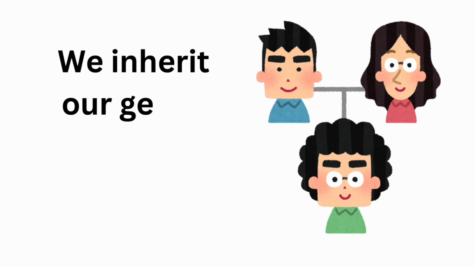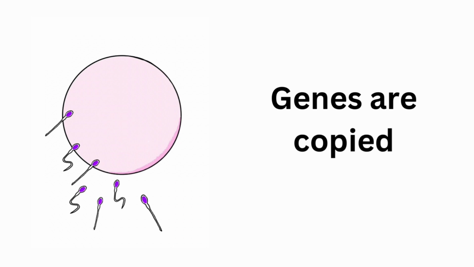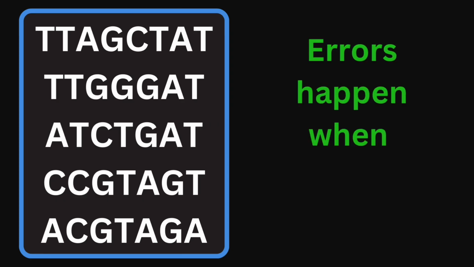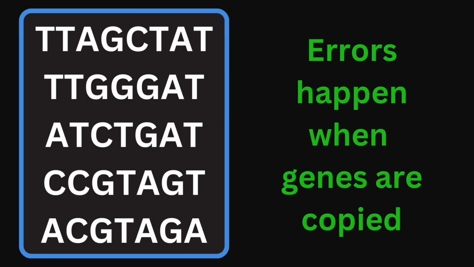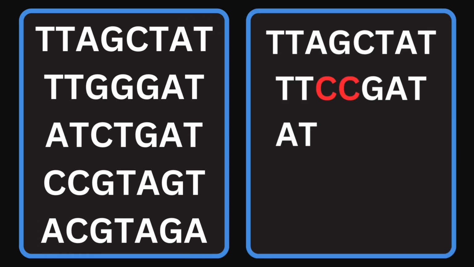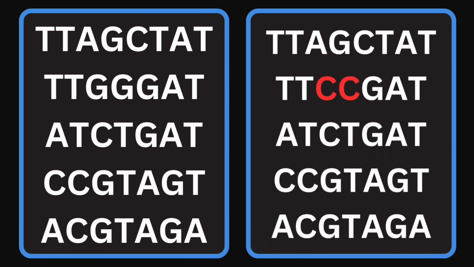We get our genes from our parents, so we say that we inherit them. And when we have children, we copy our genes and put them into our sperm or egg cells so that they're passed on to our children. But when genes are copied, mistakes can happen, just like when you're copying out work. So for example, this gene has been copied, but 2 C's have been put where there should be 2 G's.